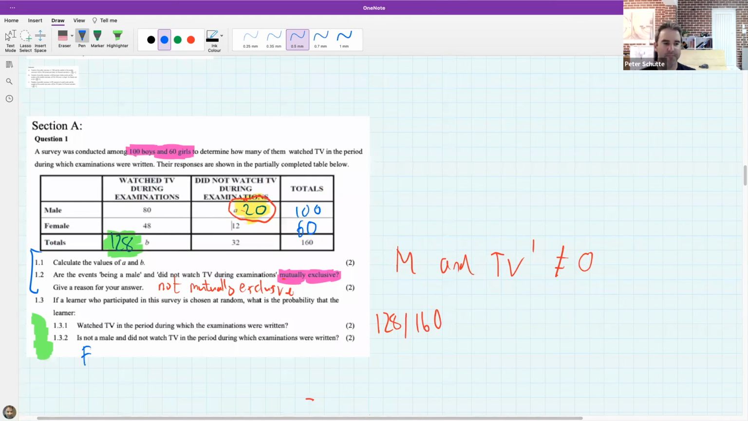What do you think the answer is? Can you hear me, Leobona? So I think that the answer will be 12. Yes, over 160. Exactly. It's going to be 12 over 160. That's going to be the correct answer. Okay, can everybody see? So if we're looking for female, we're looking for this row over here and did not watch during examinations, and did not watch is going to be over here. So that's why it's 12. And then the total is out of 160.